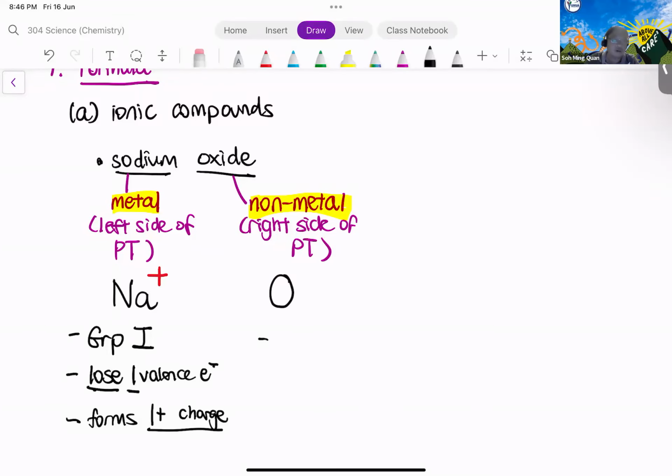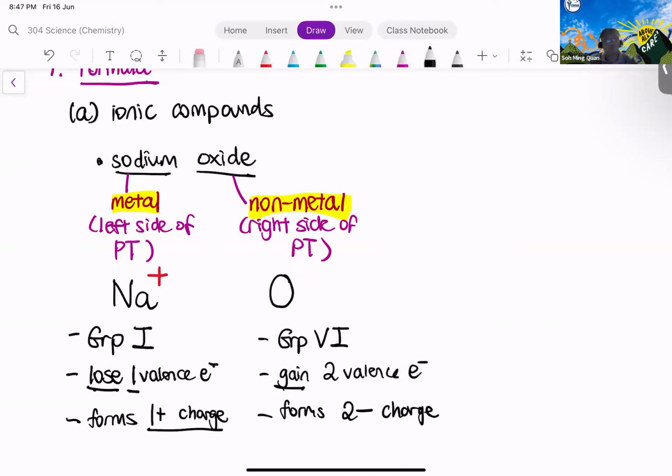If oxygen is in group number 6, it has 6 valence electrons, 6 outer electrons. Again, 6 is not a fully filled outer shell. Fully filled should be 8, but it only has 6 now. So it needs to gain 2 valence electrons. You notice the non-metal gains valence electrons. Electrons are negatively charged. I gain negative charge, so it forms a 2 minus charge. Why 2 minus? Because electrons are negative, you gain 2 of them, so you become doubly negative.